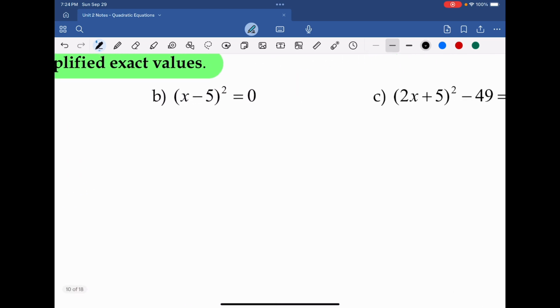All right, let's go on to B here. We look at this one. Well, is there anything we can move across or divide? No. There are no coefficients to divide. There's nothing to get rid of. The only step here we can do is square root both sides. I square root the x minus 5 all squared, and square root 0. This gives me x minus 5 is equal to plus or minus 0.